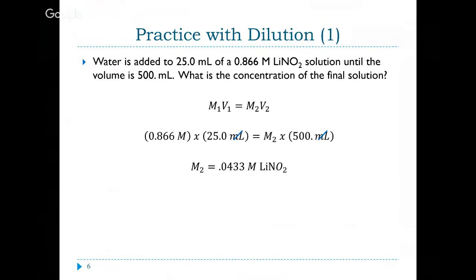So we plug in our respective values for our variables. And here you do not have to actually convert your milliliters out because they will simply cancel. So we go 0.866 molar times 25.0 milliliters divided by 500 milliliters. That gives us our final concentration to be 0.0433 molar lithium nitrite. So we can see that our concentration went down after our dilution.